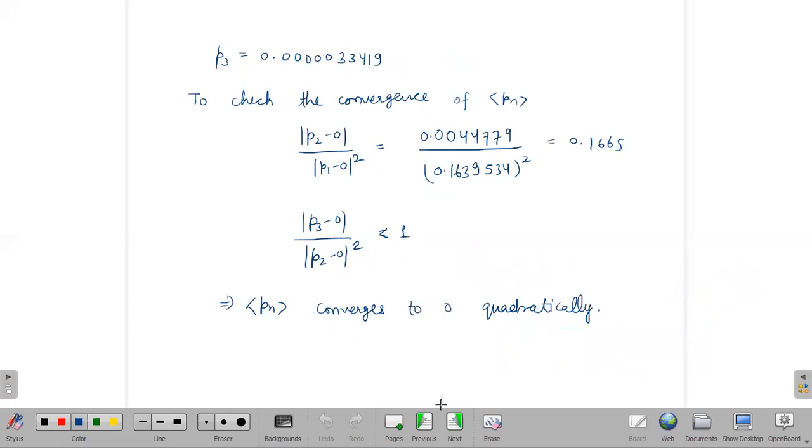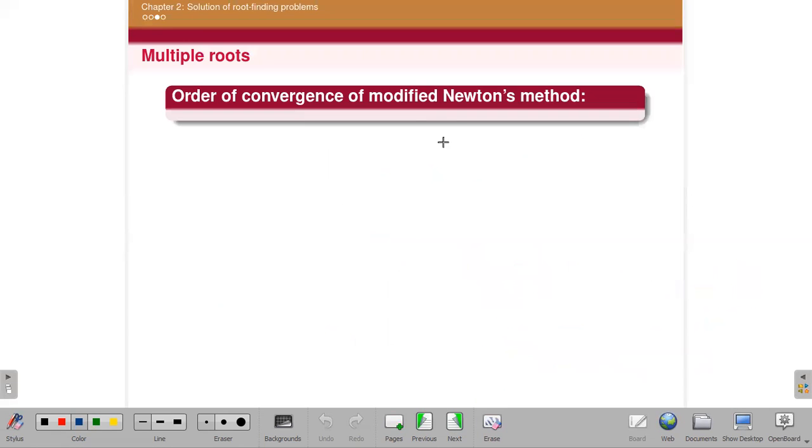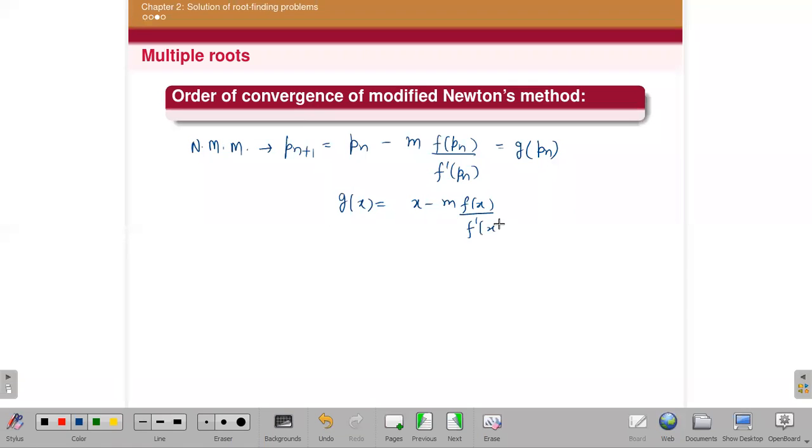So now if we want to check the order of convergence, suppose actually we have already checked it for the Newton method, but even if we check for the modified Newton, then here it is Pn plus 1 equals Pn minus m times f of Pn divided by f dash at Pn. So this is the modified Newton method.